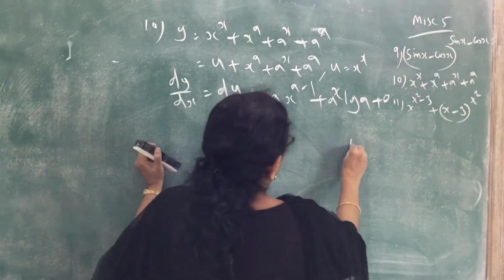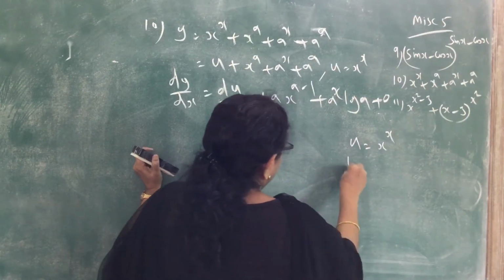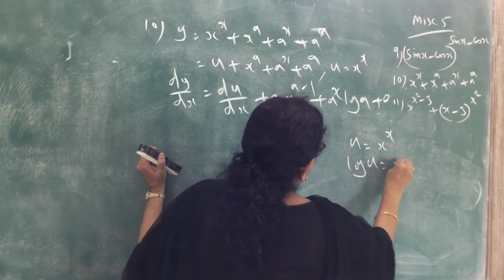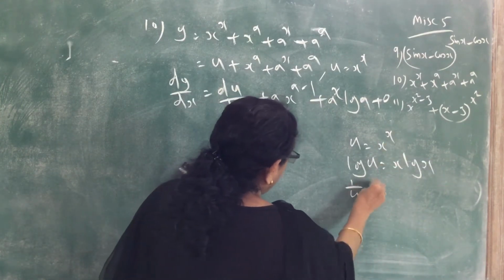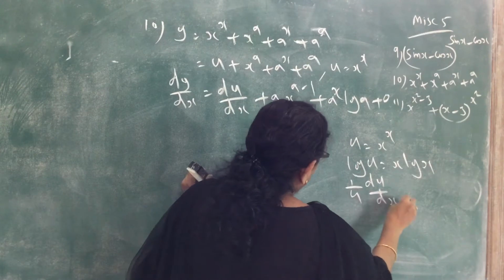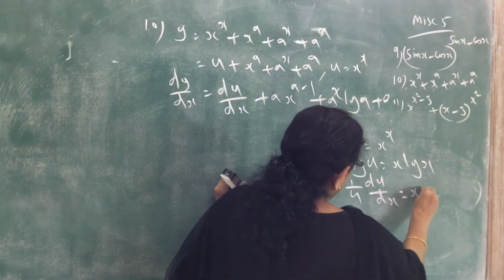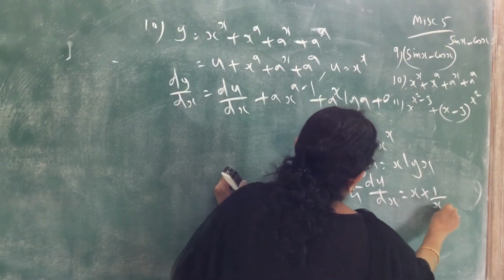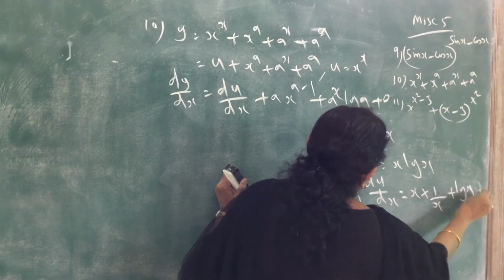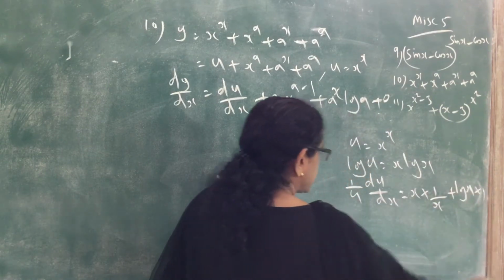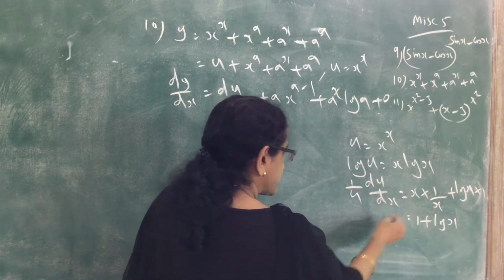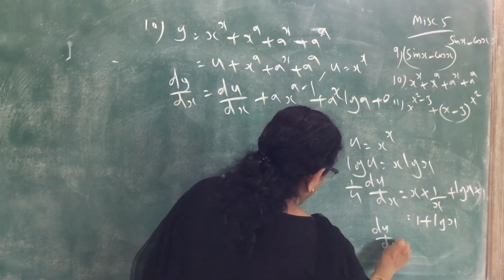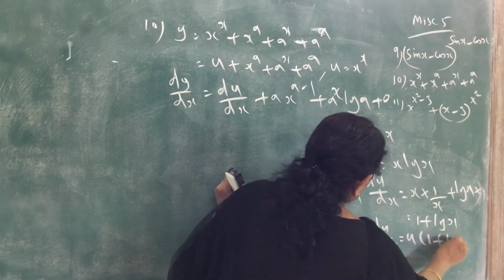So we take u equal to x raised to x. Then log u equals x log x. Then find the derivative on both sides. 1 by u du by dx equals, apply the product rule, x into the derivative of log x, 1 by x, plus log x into the derivative of x, 1. That is the product rule. That is 1 plus log x. Then you take u to that side, so du by dx equals u into 1 plus log x.